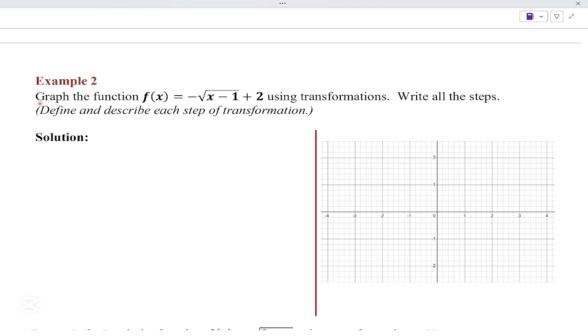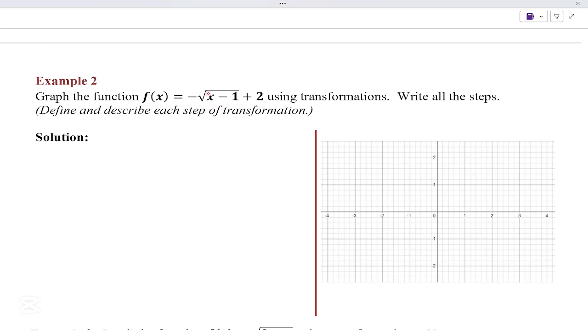For the second example, we will graph the function f of x equals negative square root of x minus 1 plus 2 using transformations. Write all the steps. When we say write all steps, we have to define and describe each step of transformation. So we will start by identifying the transformations in this function.